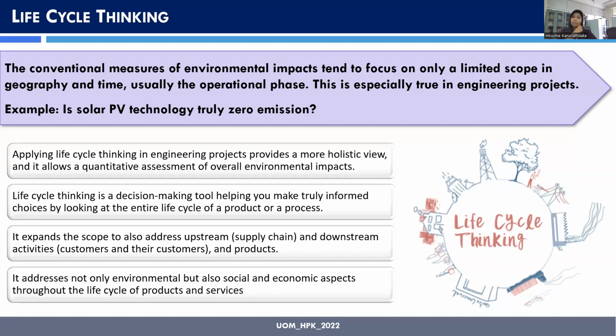The conventional measures of environmental impact assessment usually focus on a limited scope in time and space. For example, with this solar PV issue, we are looking at the operational phase. When the energy generation takes place, solar energy does not produce emissions. However, in order to extract the raw material to produce the panels and system components, to manufacture those components, to transport and assemble them, to install the system, and finally, when we are disposing of the panels and the components at the end of the life, there are going to be environmental impacts. To extract the raw material, we have to spend energy.